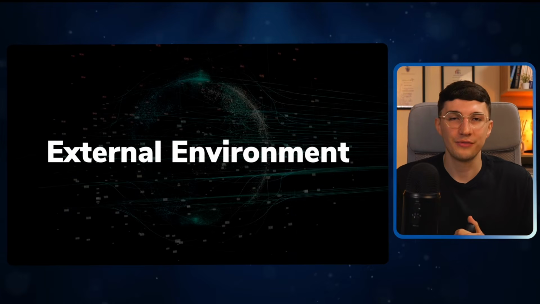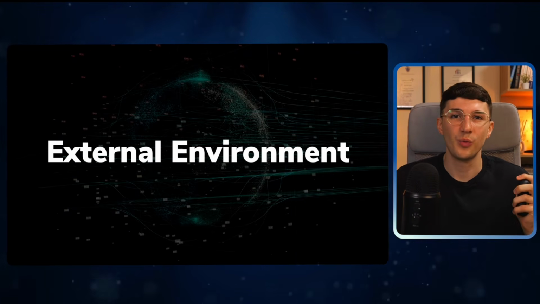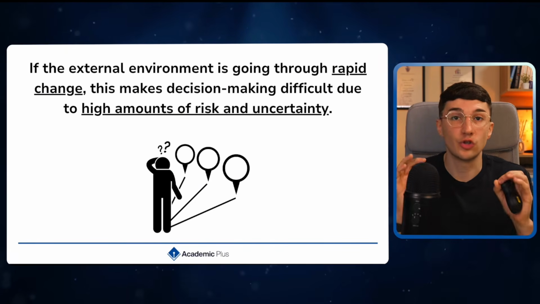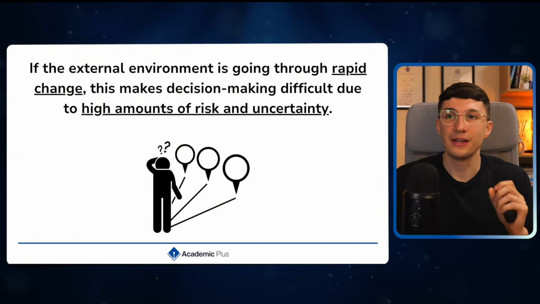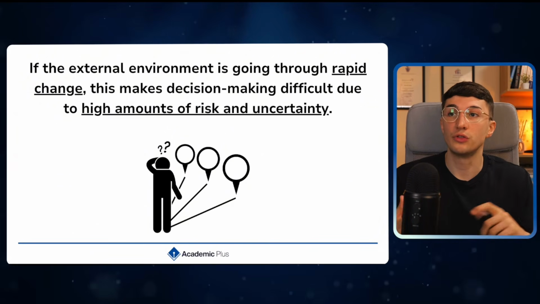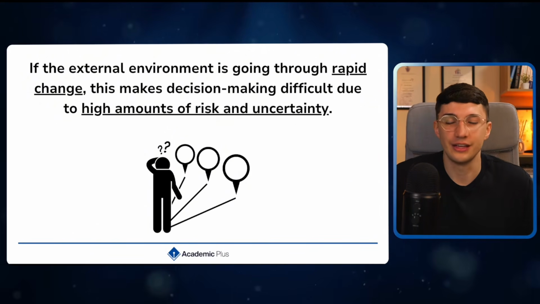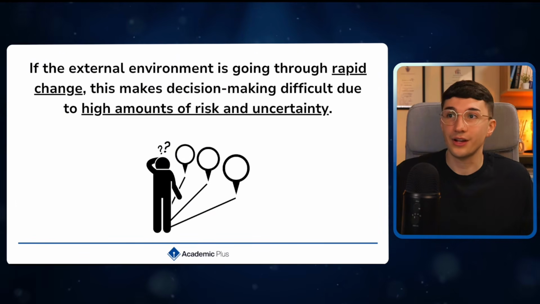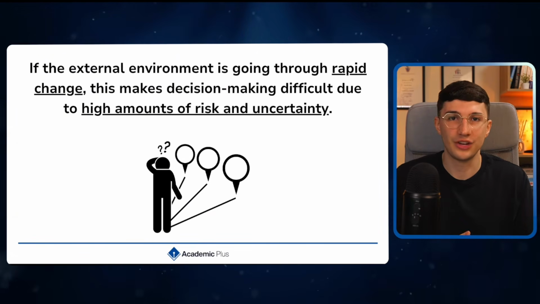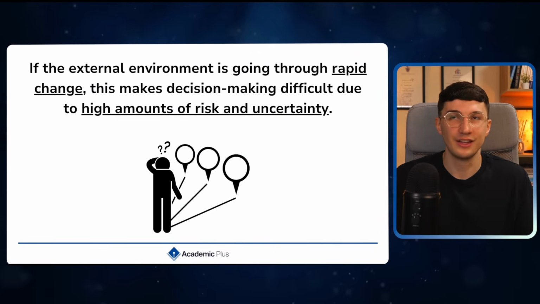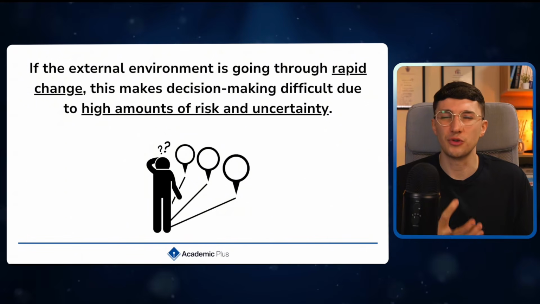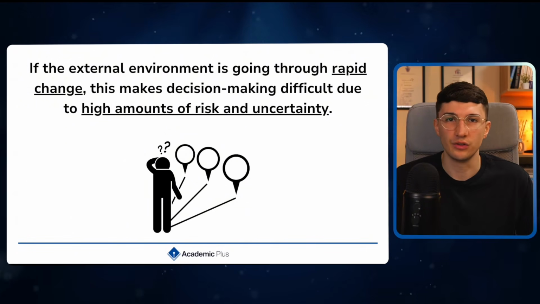And another important factor that influences our decision making will be the external environment. Now, if the external environment is going through rapid change, this makes decision making very difficult due to the high amount of risk and uncertainty. And we've already identified what risk and uncertainty is. Now, certain markets that typically experience a lot of rapid change within our dynamic markets, think of the technology industry and the fashion industry. Consumer trends and needs are changing all the time.